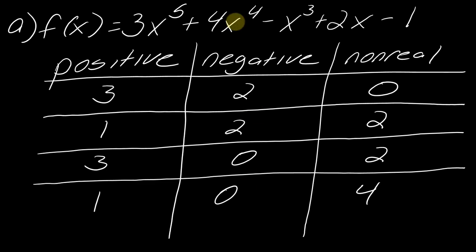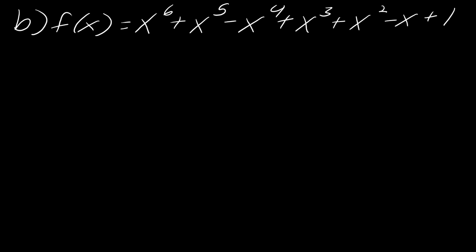and then each column you decrease it in factors of 2. Okay, so let's do just a couple more of these because I feel like this always messes with people's heads. So let's try another one. Okay, so now I have this degree 6 polynomial, x to the 6th plus x to the 5th minus x to the 4th plus x to the 3rd plus x squared minus x plus 1.